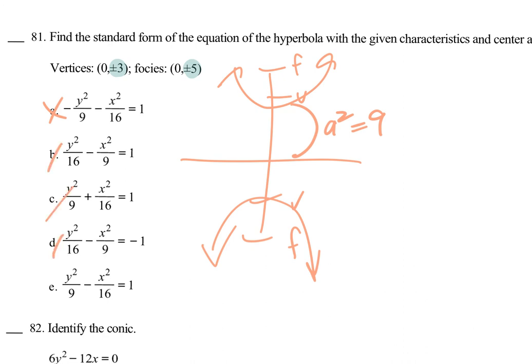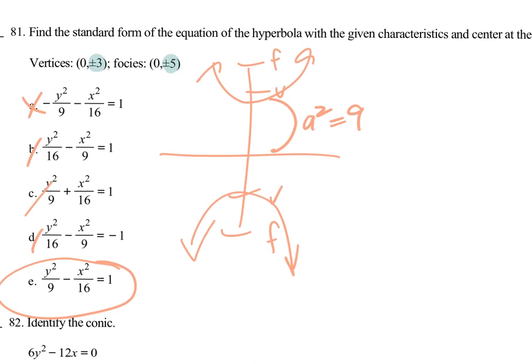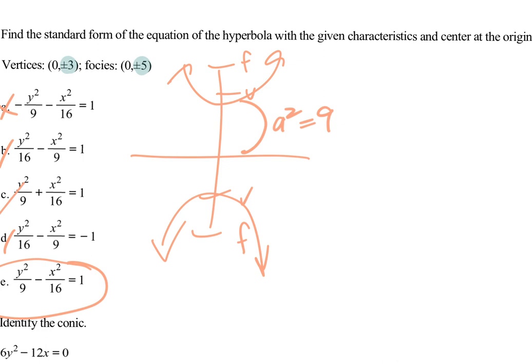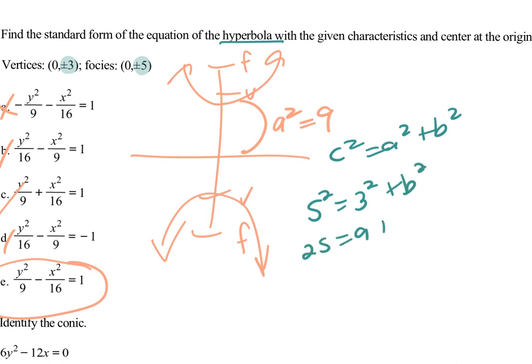The third one is an ellipse. That means I already have it without having to find B. If you did need to find B, C squared equals A squared plus B squared for a hyperbola. C squared is the 5 squared. A squared is the 3 squared. So 25, 9, B squared, and B squared is 16. And that matches what you get.